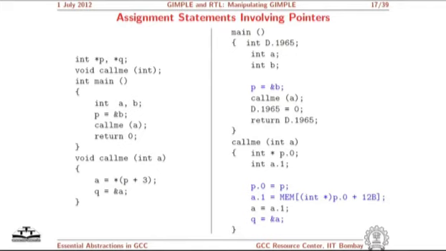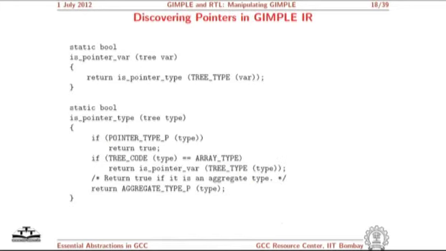So, I want to find out assignment statements involving pointers. I have this main program, a pretty meaningless program, but it has some pointer statements, and this is its Gimple representation. The blue statements are the ones that I would like to identify. I would want to write a pass in GCC that will identify the blue statements.